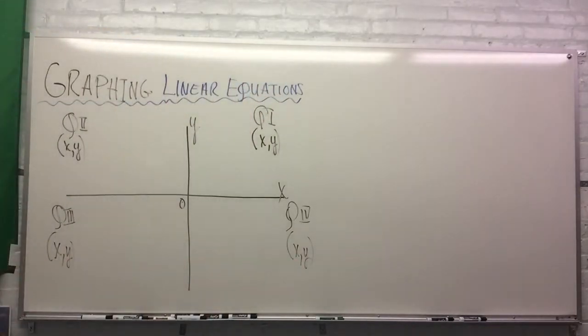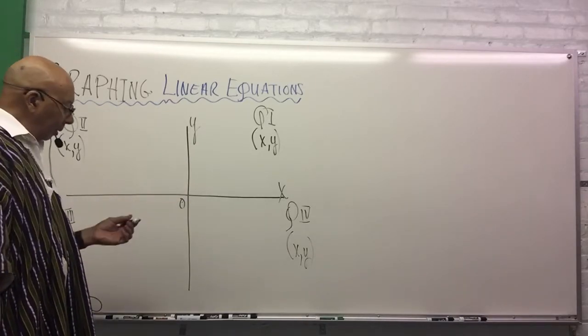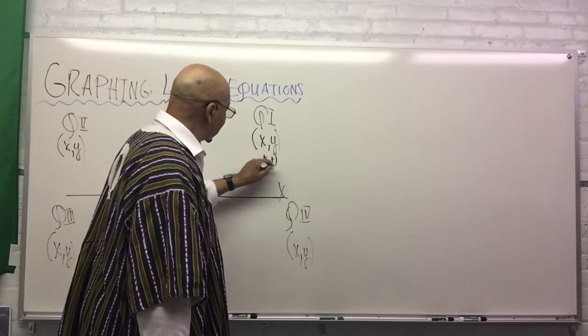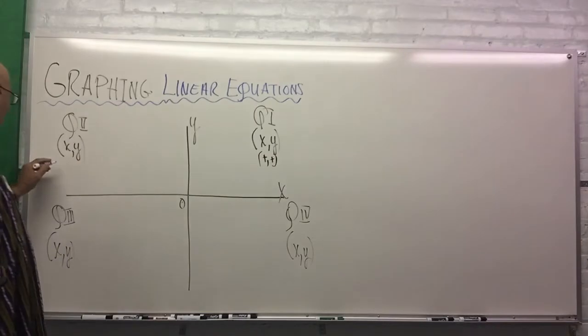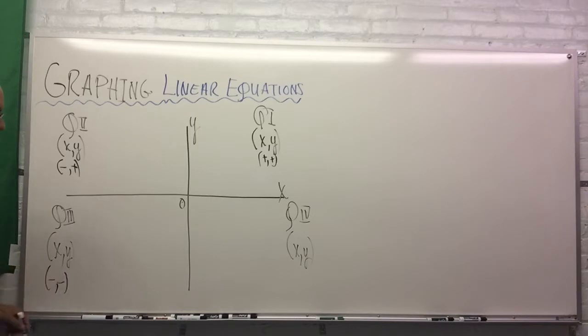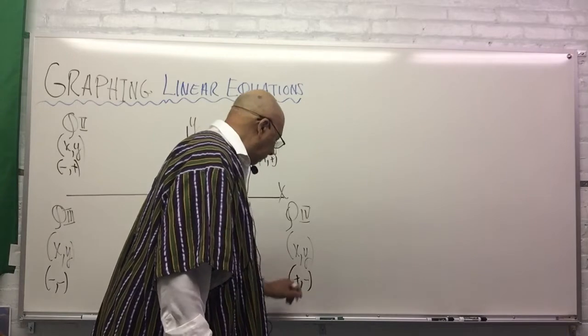Once we've talked about that, we kind of know where points are even before we plot them, because everything in quadrant 1 is plus, plus. Everything in quadrant 2 is minus, plus. Everything in quadrant 3 is minus, minus. And everything in quadrant 4 is plus, minus.